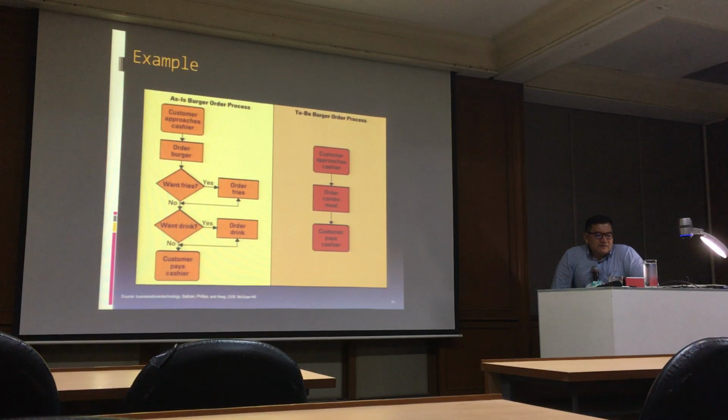Not necessarily. Nowadays you can see that in fast food we also have, on the right hand side, a combo meal. Set 1, 2, 3, 4, 5. Let customers pick, and that's it. Right? Minimize the steps.